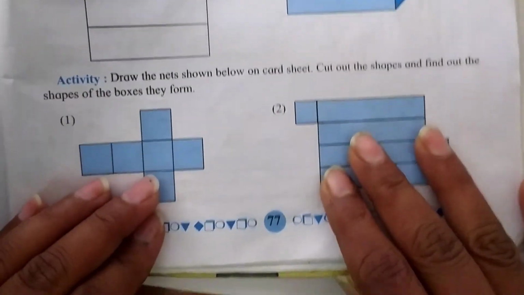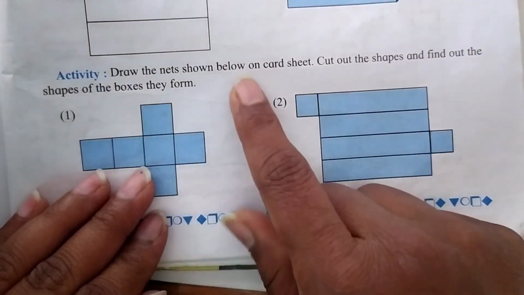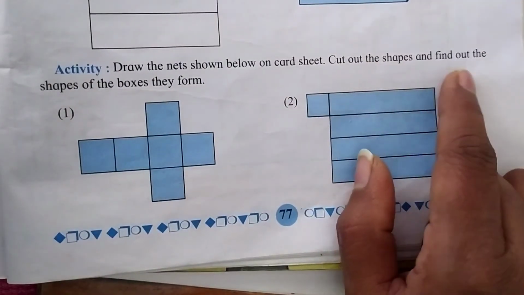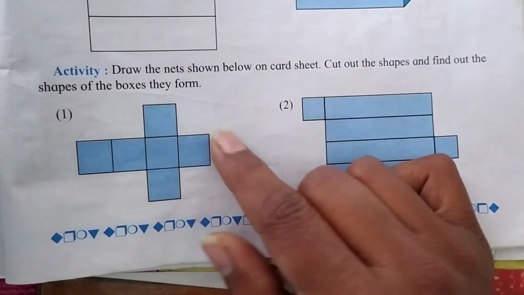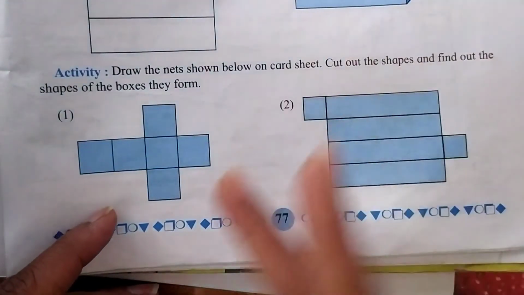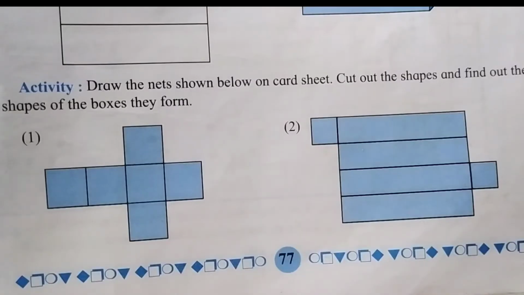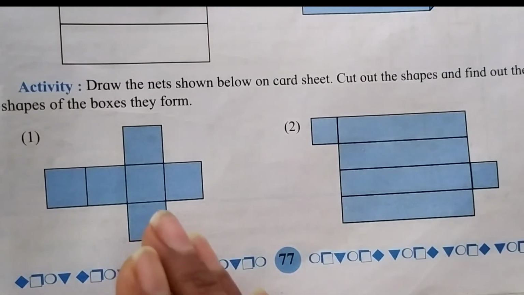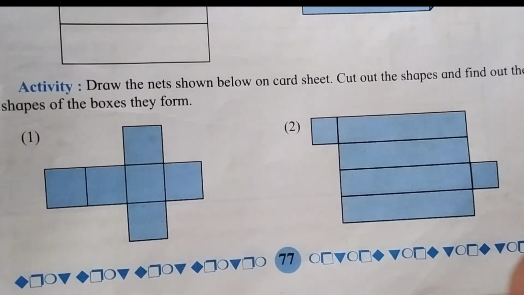Now you have an activity here. Draw the nets shown below on card sheet. Draw this type of nets, cut out the shapes and find out the shapes of the boxes they form. You have to draw this type of nets on card sheet paper and cut them as I showed you and fold them along the lines given on it, and then you can find the boxes. Do this activity on your own.